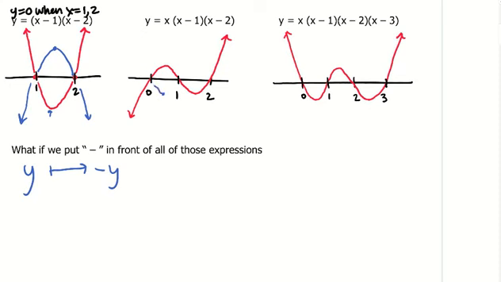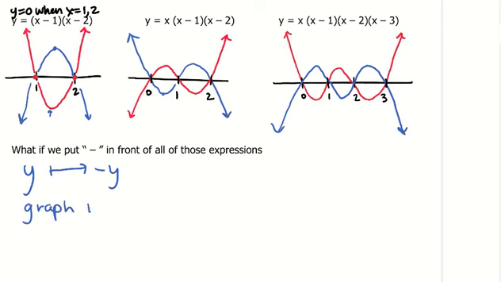So again, I'm just going to kind of turn this thing upside down. And then instead of a W, it becomes an M or something. Y goes to negative y. Graph is turned upside down. Or reflect across the x-axis.